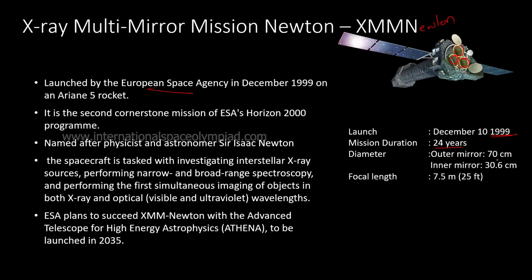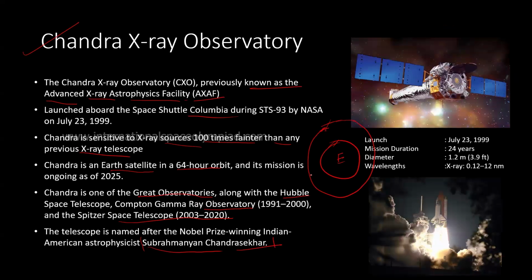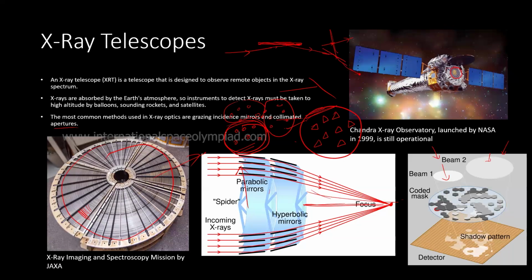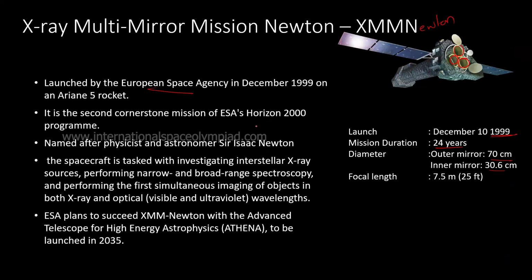The mirror diameter is 70 for the outer mirror and 30 for the inner mirror. What do we mean by outer and inner? If you know the structure, you can see that two sets of mirrors are there. This is the outer mirror, and this is the inner mirror. That is what is specified. It is named after Sir Isaac Newton and tasked with investigating interstellar X-ray sources.